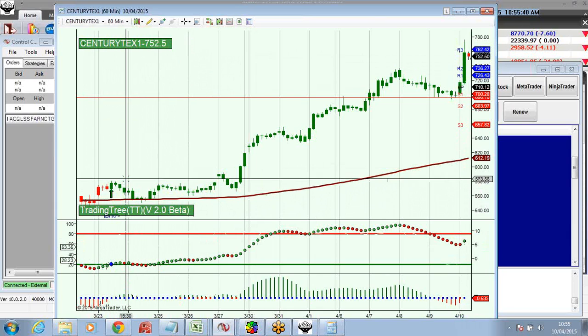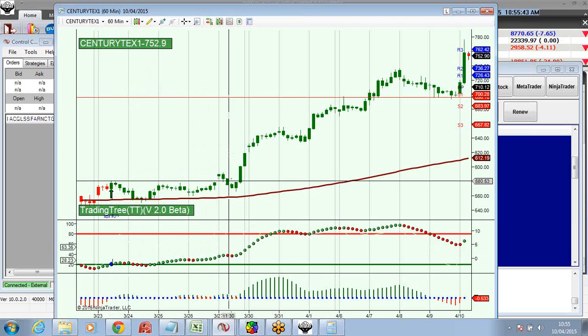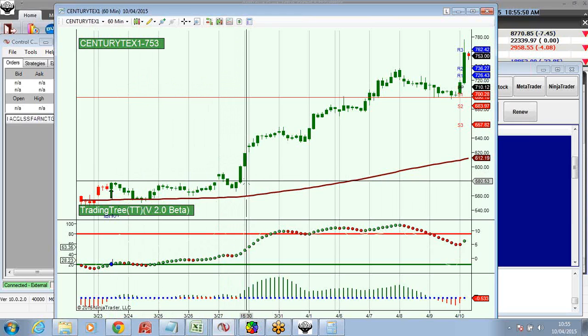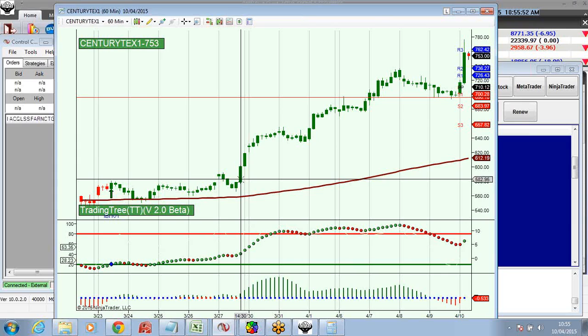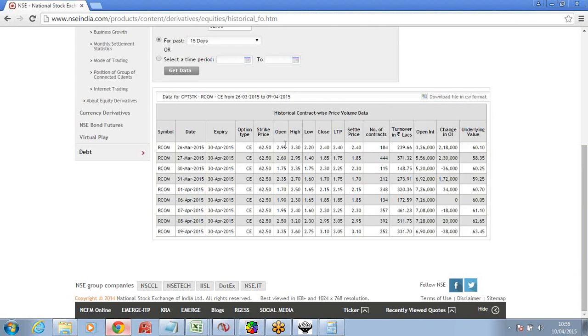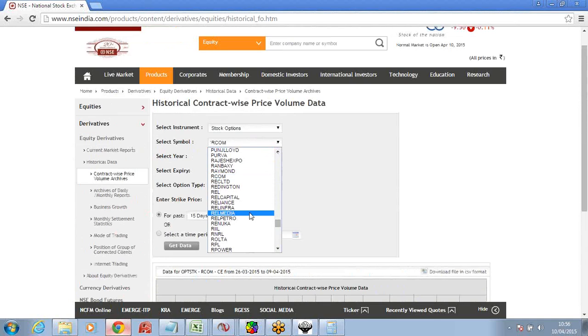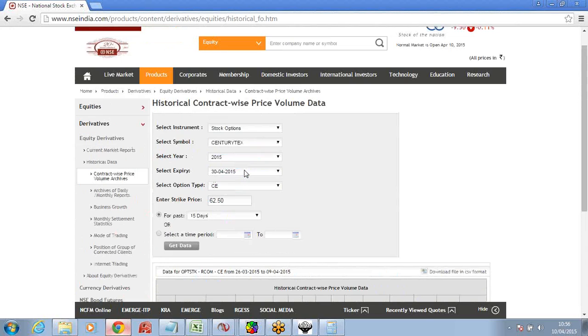So I'll take my entry, because you will place the order here. Your order will get executed on 27th or let's say 30th. On the 30th, my strike is 580. Now my current price is 753. It's a call option, so I am taking 580 as the strike. Let me show you at what price we bought it.